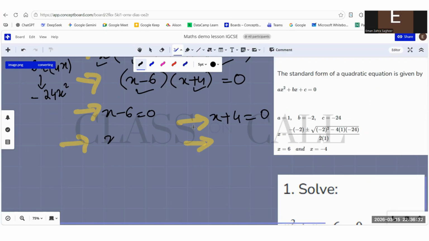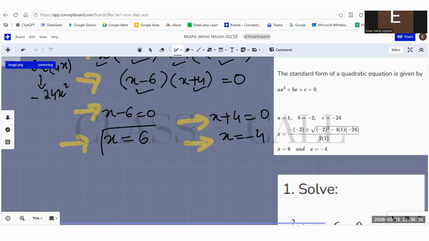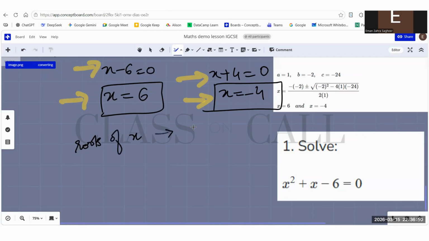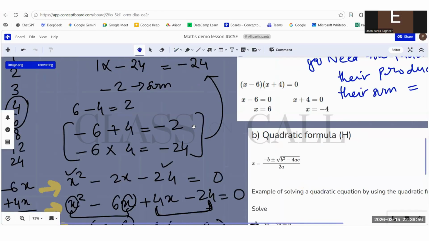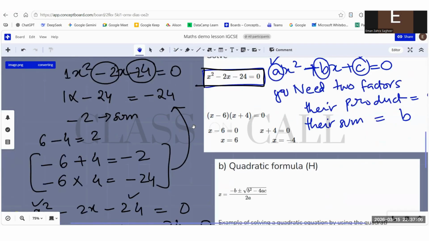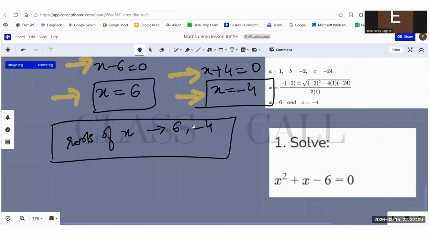And I know it's going to be x equals 6. Okay, and from here it's going to be x equals negative 4. So these are my two factors of x, or basically they are called the roots of the quadratic equation, which are x equals 6 and x equals negative 4. So that's how we have solved the quadratic equation, this one here, by factorization and not by quadratic formula, which we're going to see in a little bit, okay? So that's the roots of x, 6 and minus 4.